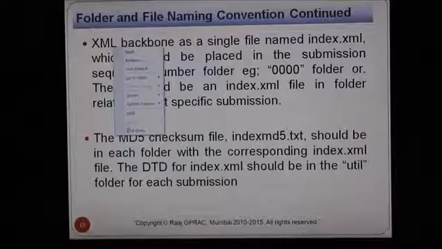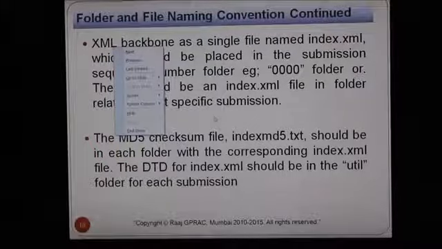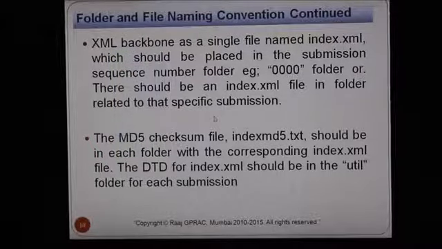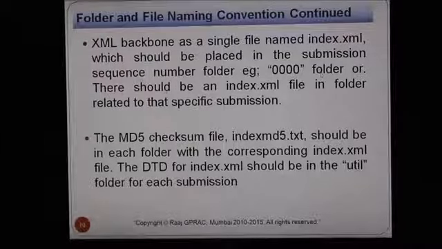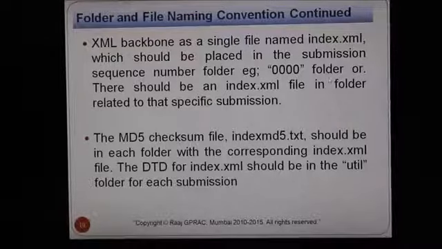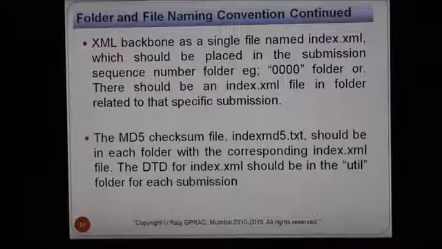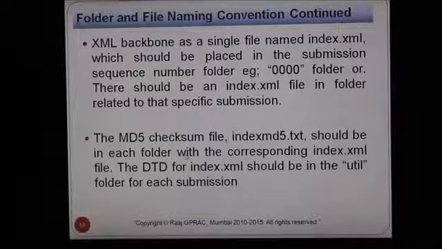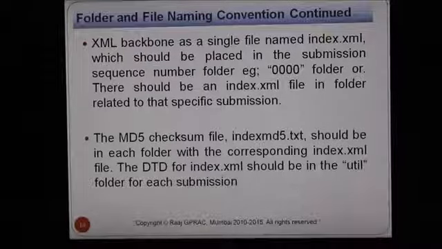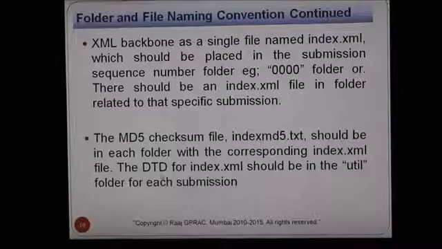So let us learn about folder and file naming convention. XML backbone is a single file named index.xml, which should be placed in the submission sequence number folder, that is 0000 folder, or there should be an index.xml file in the folder related to that specific submission. The MD5 checksum file, that is index.md5.txt, should be in each folder with the corresponding index.xml file. The DTD for index.xml should be in the util folder for each submission.